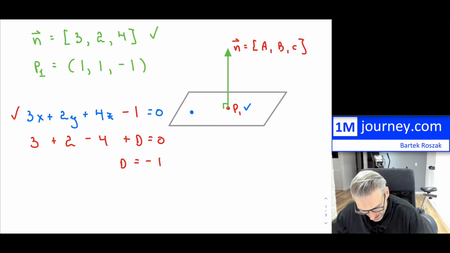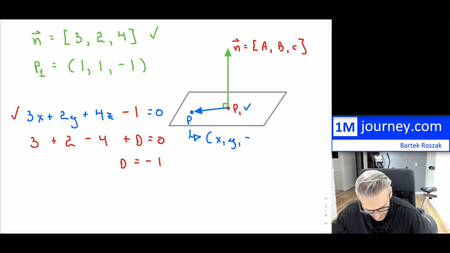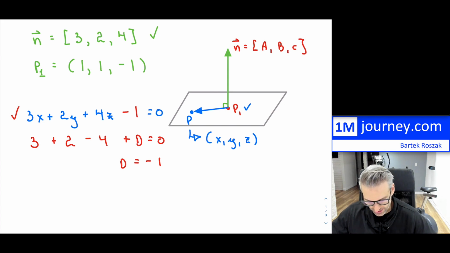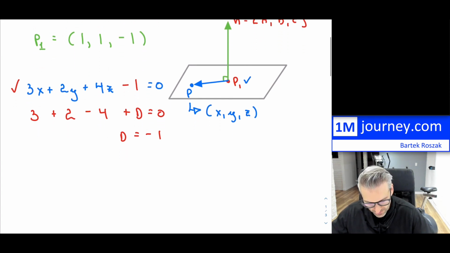Now, what we know by vectors, we know that we can create this vector right there. Let's say that this is point P. Now, since this is an arbitrary point, I'm going to call this X, Y, and Z. So those are going to be any point that I would like to have, so long as it's on the plane. And now, what do we know?